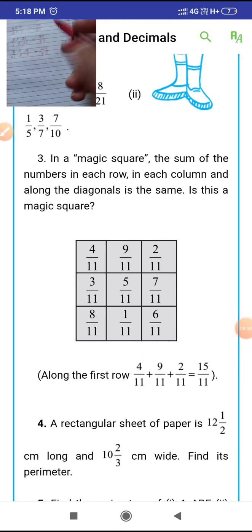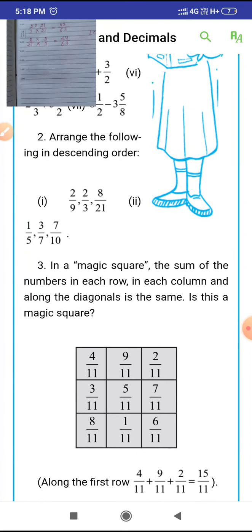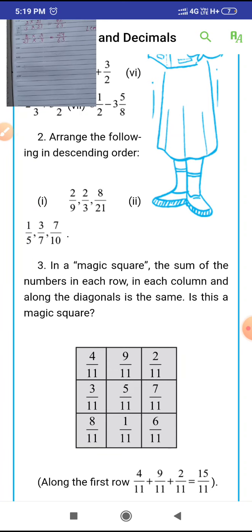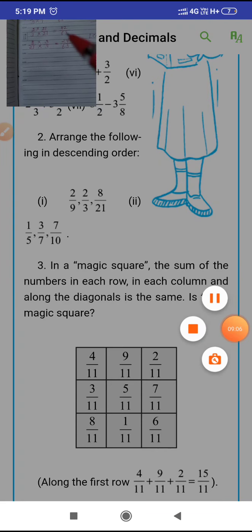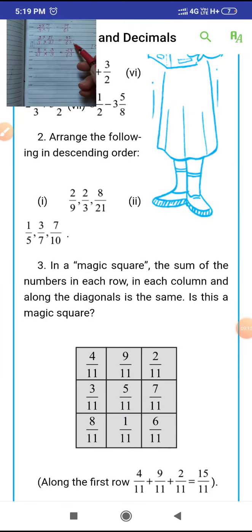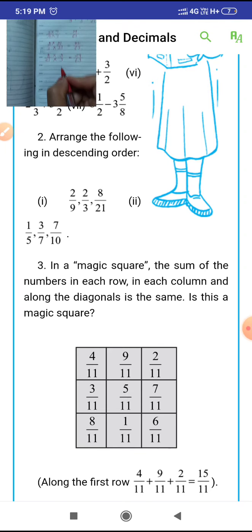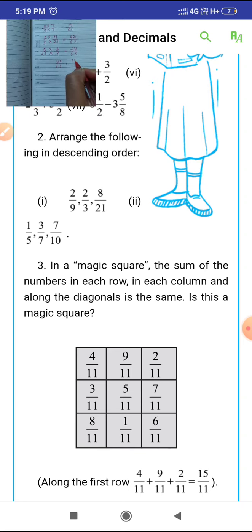Now we have to compare all the modified fractions and see which one is greater, because we have to write our fractions in descending order, and in descending order we write the fractions from the greatest to the least one. So first we find out which fraction is greater. Here 42 upon 63 is the greatest fraction. So first we write 42 upon 63, next 24 upon 63, and last one is 14 upon 63.